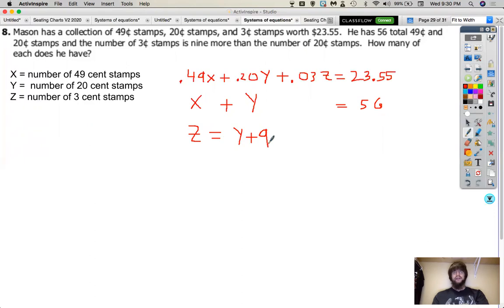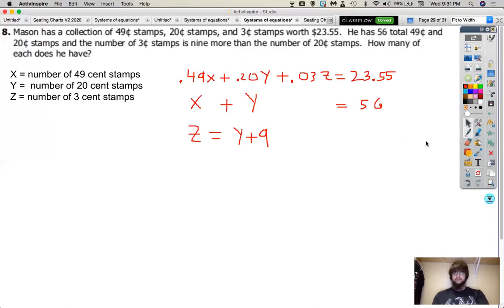How many does he have? Now, this particular setup would lend itself very nicely to just use substitution. So we could substitute, but I'm not going to. We could plug in this expression for Y, and I could put both of these in terms of Y. So I could say Y equals 56 minus X, Z equals Y plus 9. Plug that in here, do extra work that I don't need to do. You could do substitution on this one. Put it in the right order and be done with it.